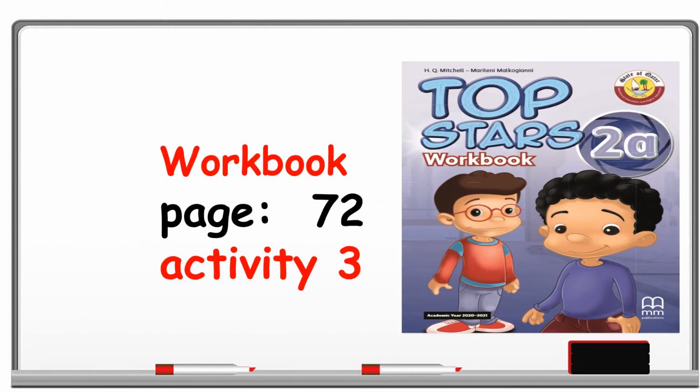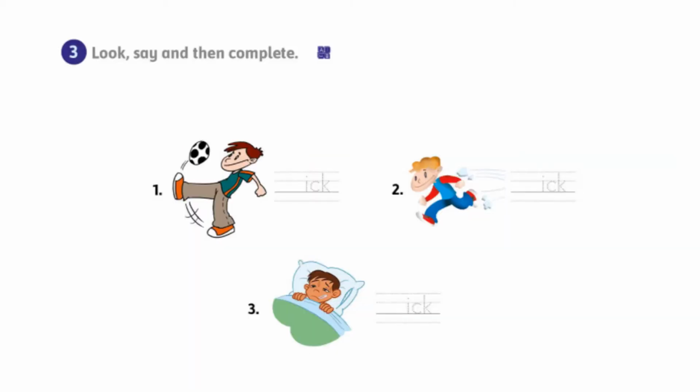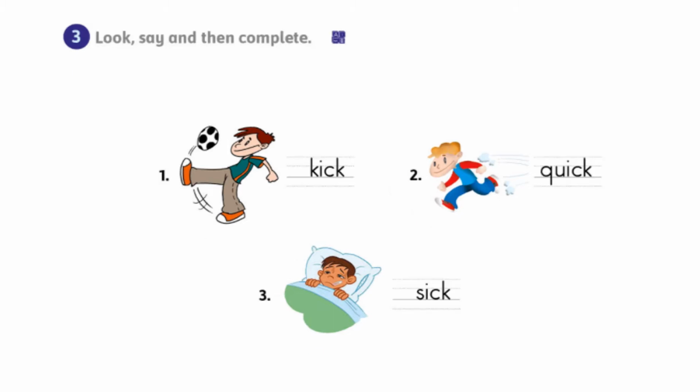Thank you. Now we come to your workbook page 72, activity number 3. Look and say then write. Write the missing letter. Okay, have your time. Have you finished? Very good. Number 1, kick. Number 2, quick. Number 3, sick.